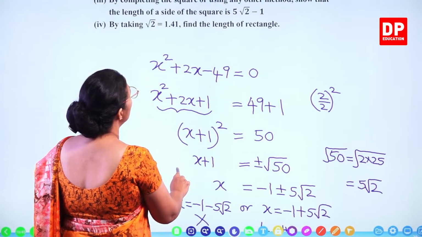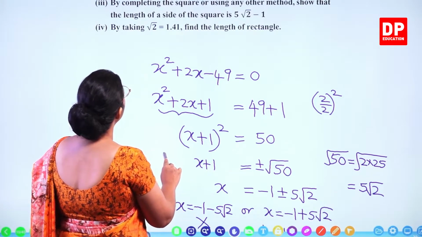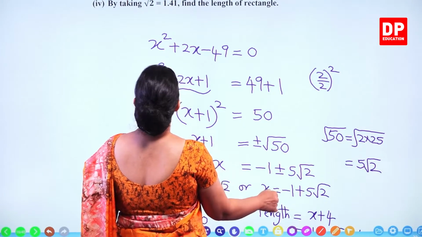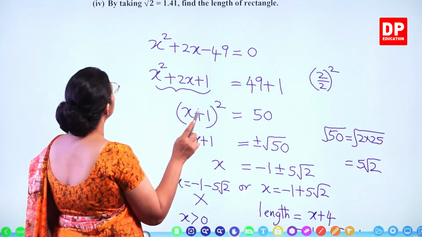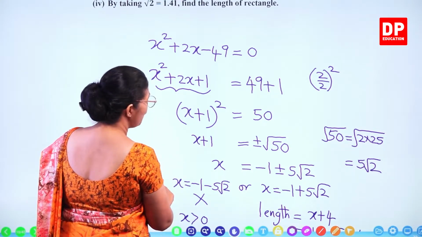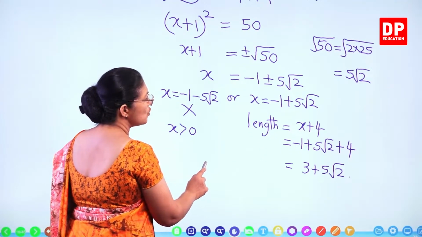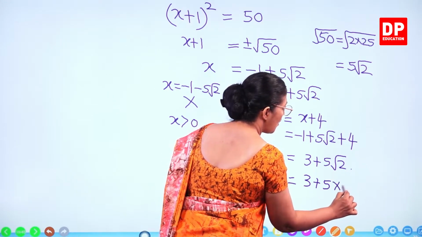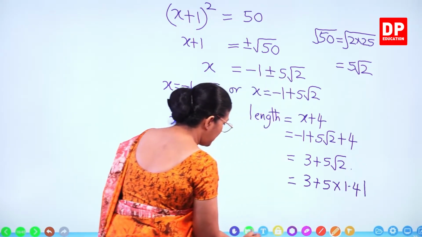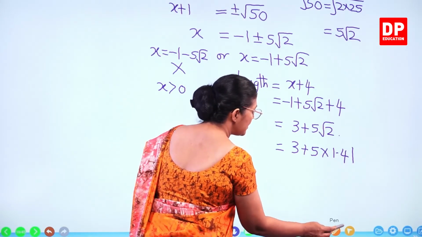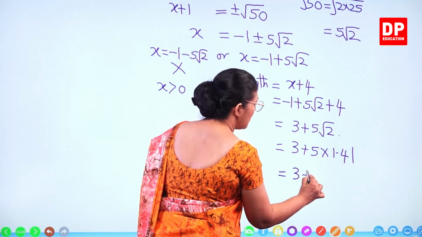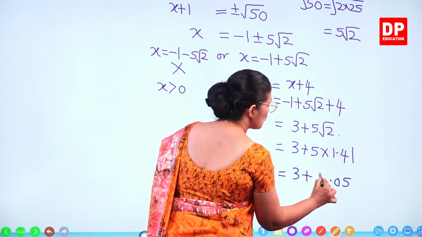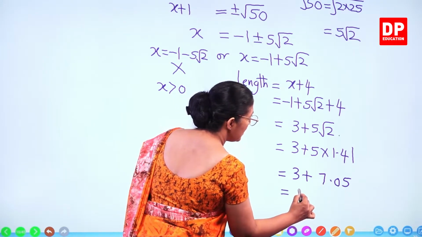So, show that the length of one side of the square is 5 root 2 minus 1. That one we showed. And find the length of the rectangle by taking root 2 as 1.41. So substitute 1.41 in this equation. According to BODMAS, you have to multiply this by 5 first. 5 times 1 is 5, 5 times 0.41, 2.05 remaining. 5 plus 2, 7. So 7 plus 3, 10.